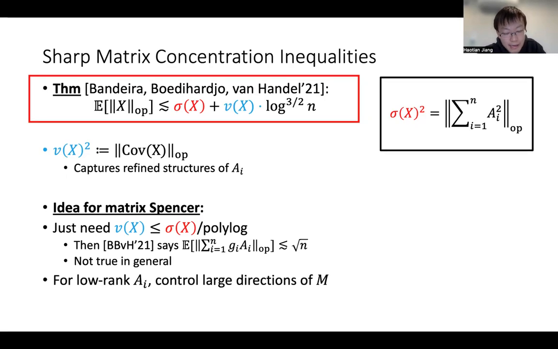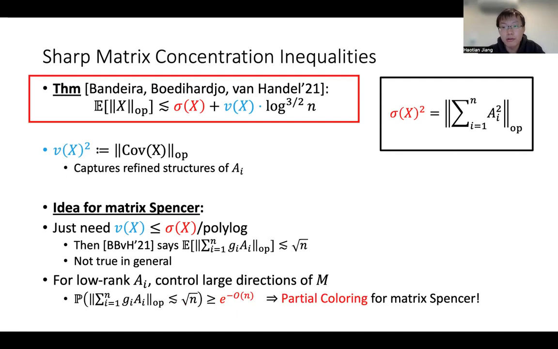But for low rank matrices A_i, where low rank means the rank of A_i is n over polylog, you can actually prove that the covariance matrix of X has only sparse large directions. So we can afford to condition on those directions being small and prove that the probability that the operator norm of the sum of g_i A_i is at most root n is at least an exponential factor. So you pay an exponential factor for controlling all these large directions of the covariance matrix. But that's sufficient for us, because this already implies a partial coloring for matrix Spencer.